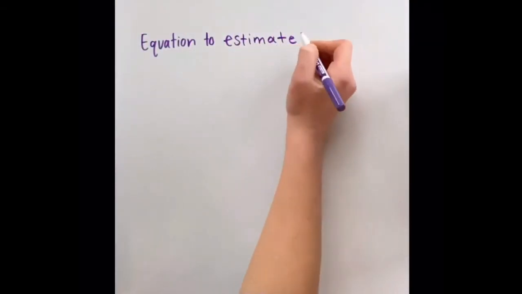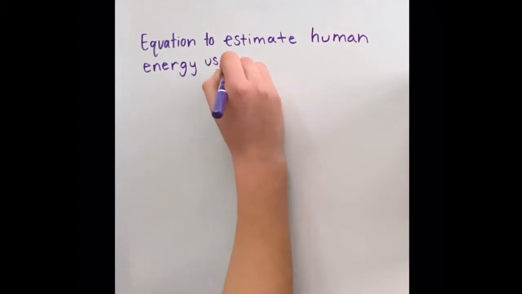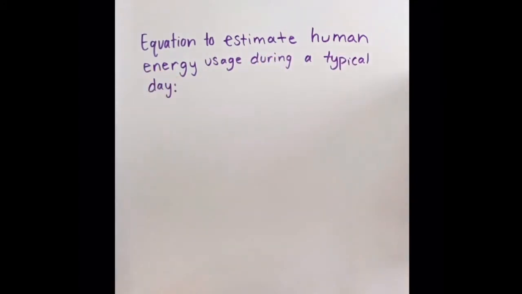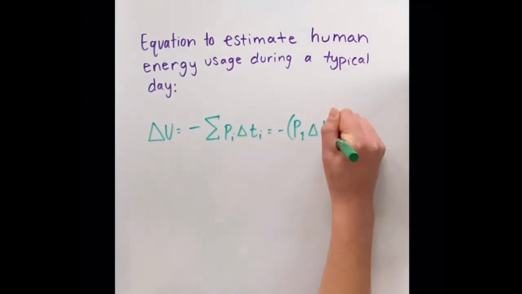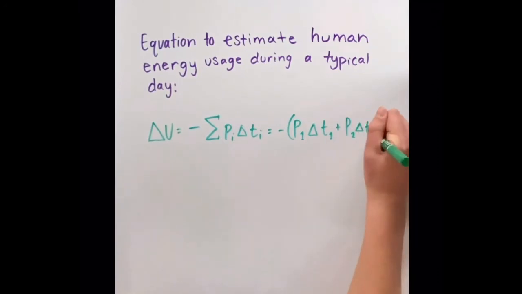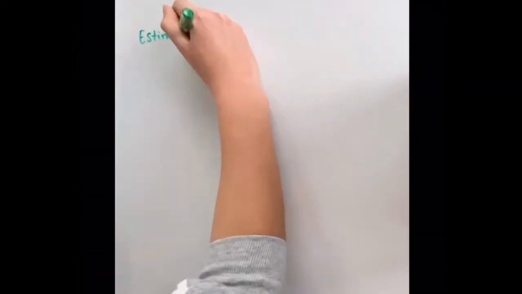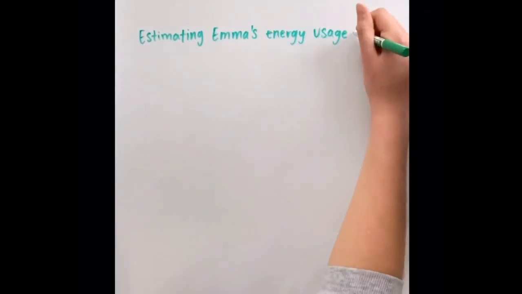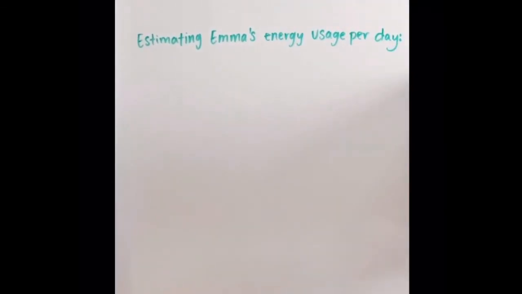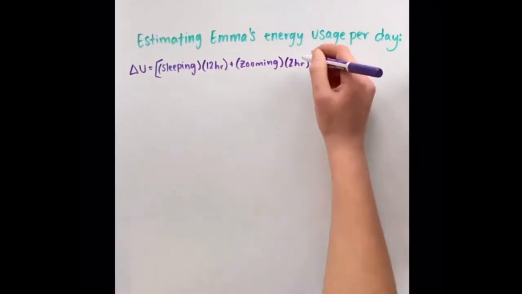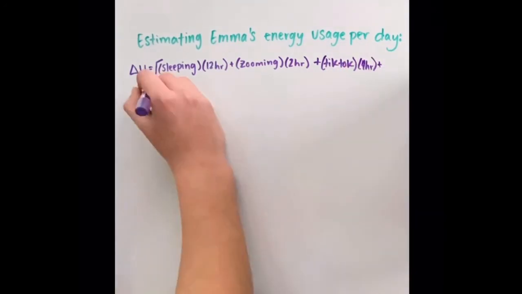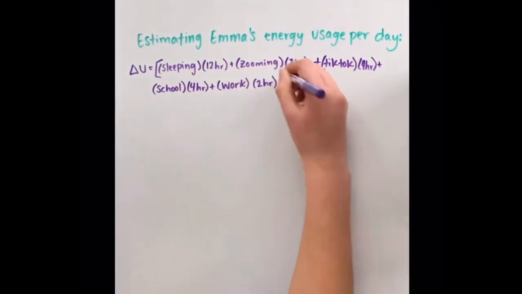First, let us assess what Emma's current energy demands are in a typical day. Using the chart provided in the textbook 12.4, we can measure Emma's caloric needs with the following equation. We recorded the activity Emma did and for how long. Activities included sleeping for 12 hours, Zooming for 2 hours, TikTok for 4 hours, school for 4 hours, and work for 2 hours. Then we multiplied the estimated number of kilocalories per hour for that particular activity, according to table 12.4 in the textbook, with the amount of time in hours the activity was performed.